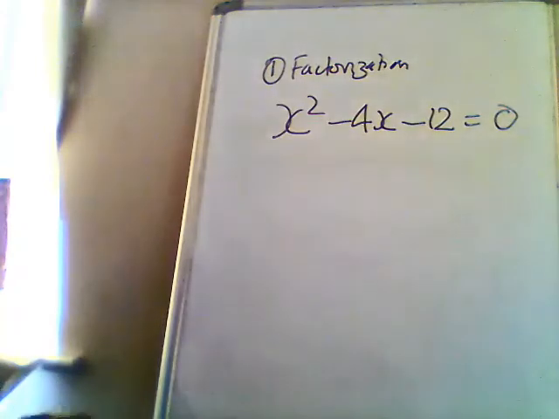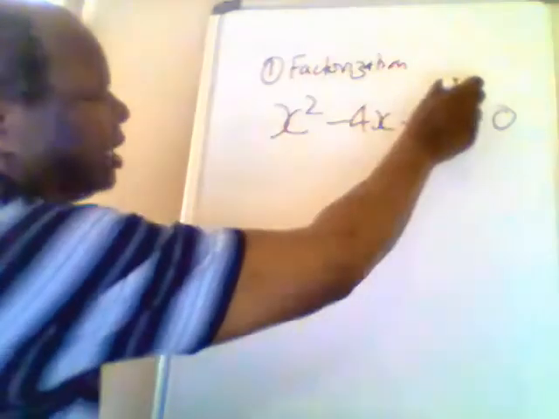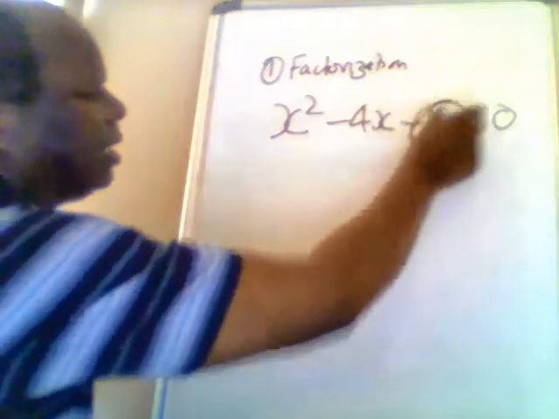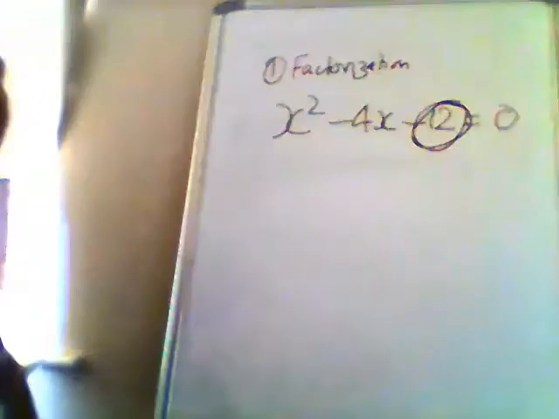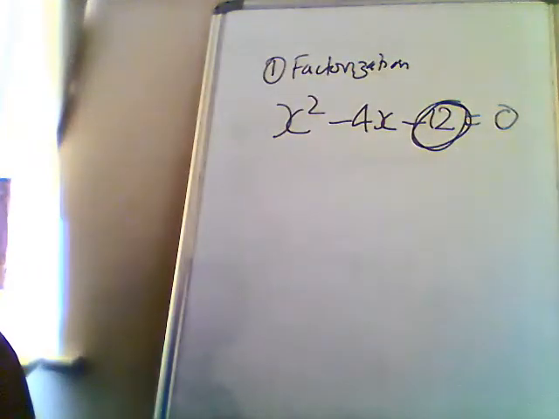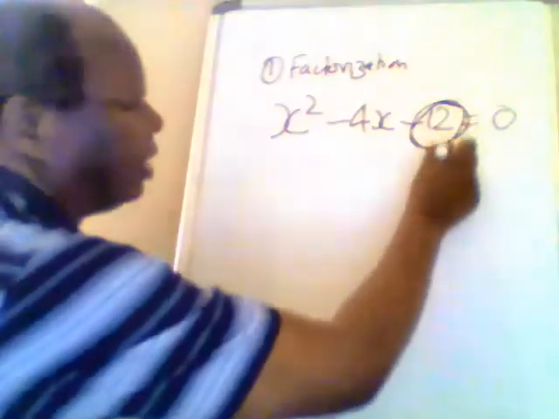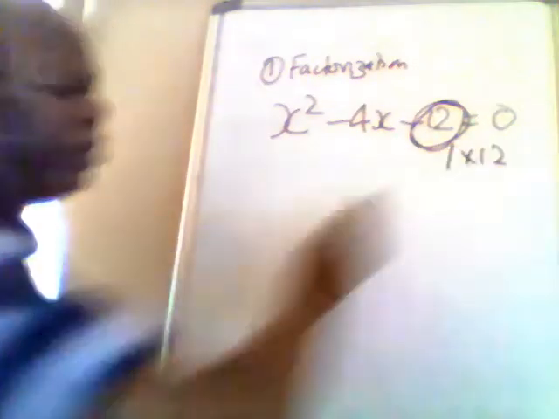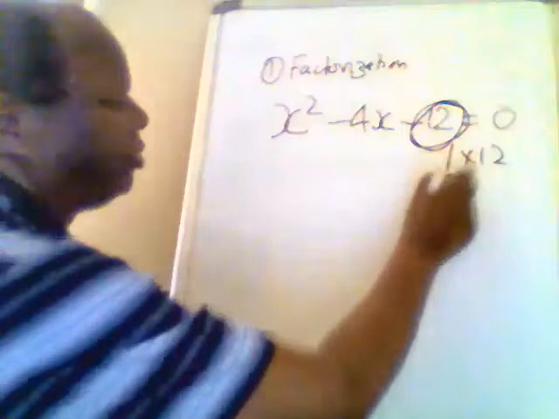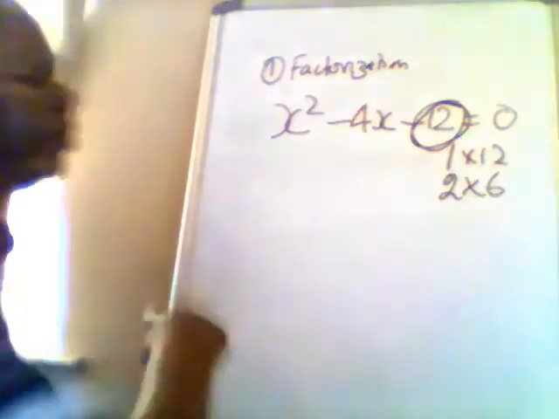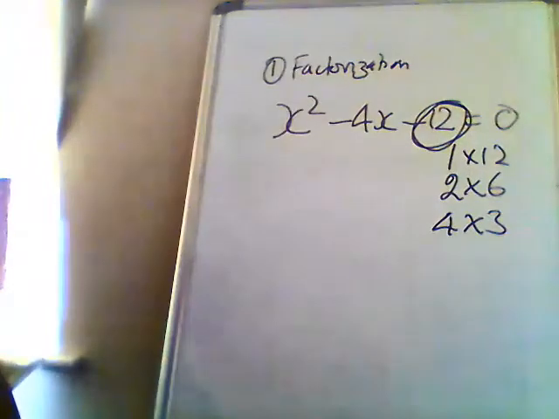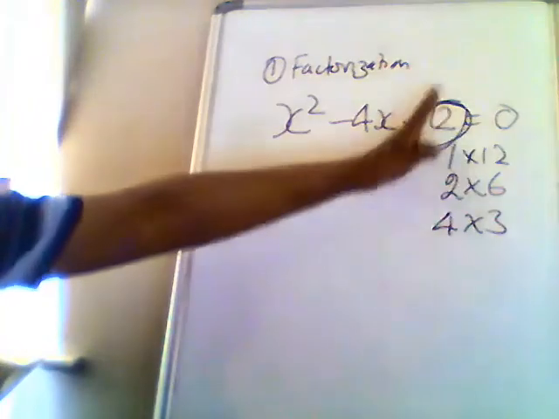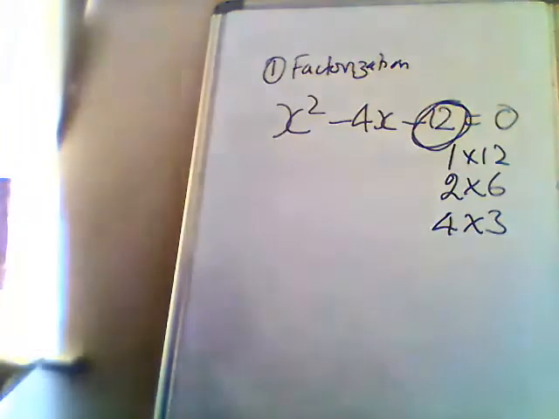Now, when we were covering the tutorial, I said look at the last constant that you have, which is minus 12. You need to find the factors that multiply together to give you 12. The first one is 1 times 12 will give you 12. The next one is 2 times 6 will give you 12. And the next one is 4 times 3 will give you 12. So these are the factors that when multiplied together will give you 12.